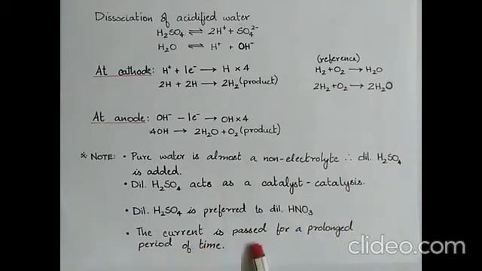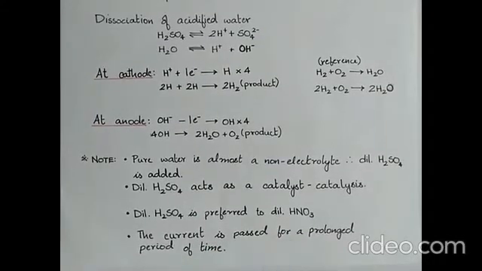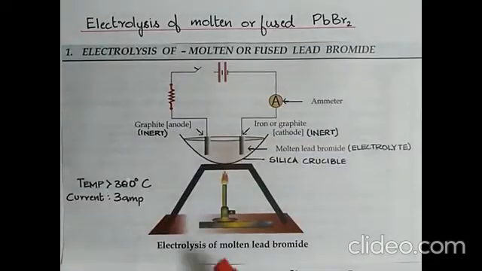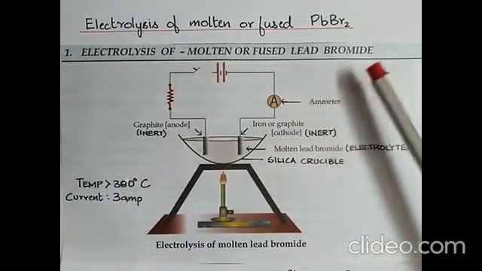The current is passed for a prolonged period of time to ensure saturation of the gases, because the solubility of oxygen and hydrogen differs. The next is electrolysis of molten lead bromide, molten or fused lead bromide.